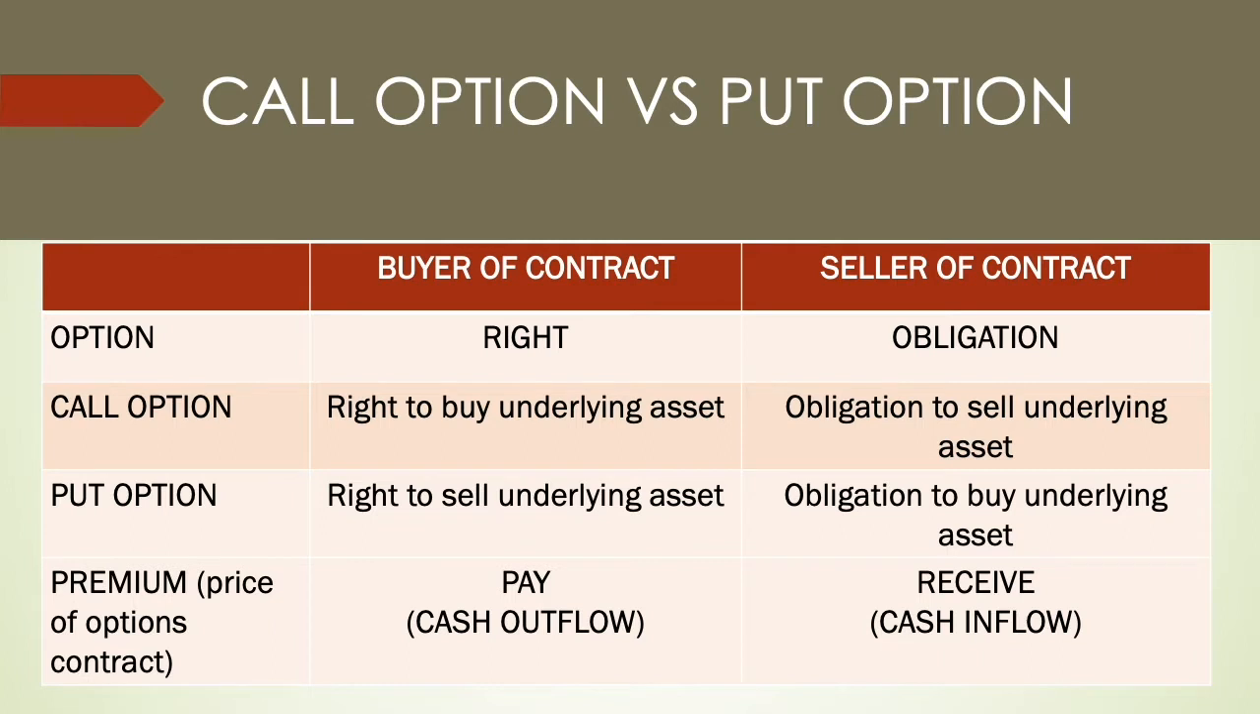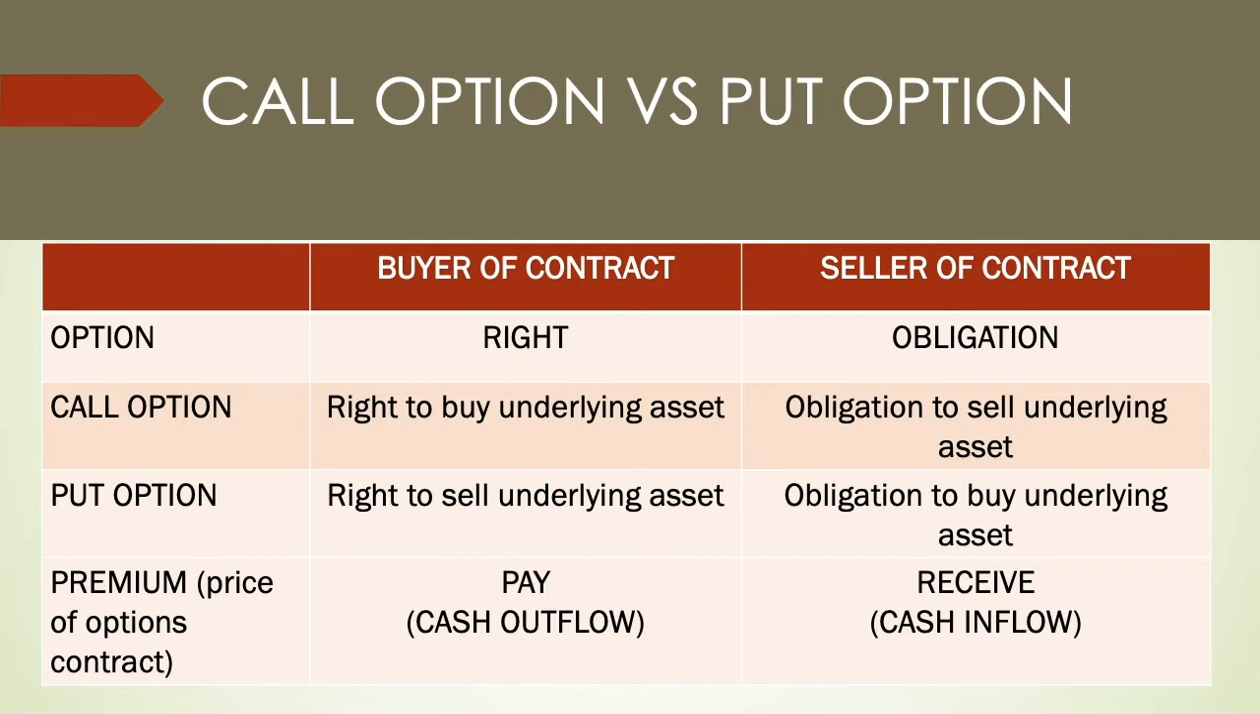So now we look at call option. So what is a call option? A call option is an option contract where the buyer of the call option contract gets the right to buy the underlying asset, whereas the seller of the call option contract gets the obligation to sell the underlying asset. A put option contract is a contract where the buyer gets the right to sell the underlying asset, and the seller of the put option contract gets the obligation to buy the underlying asset.